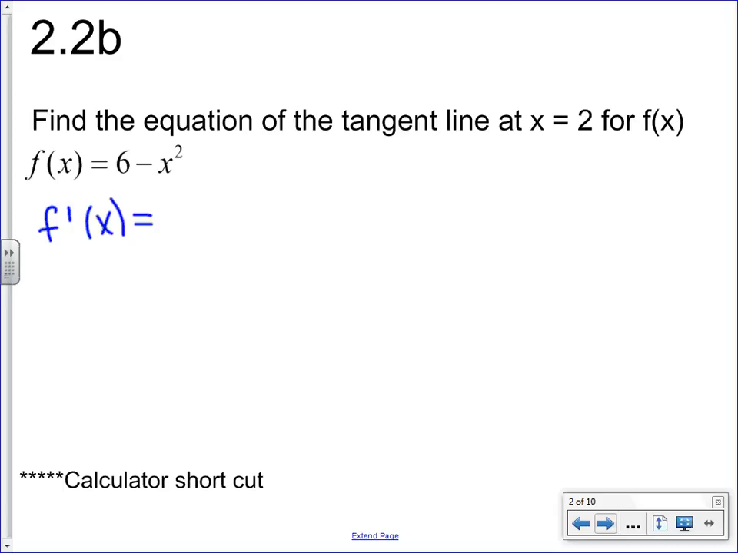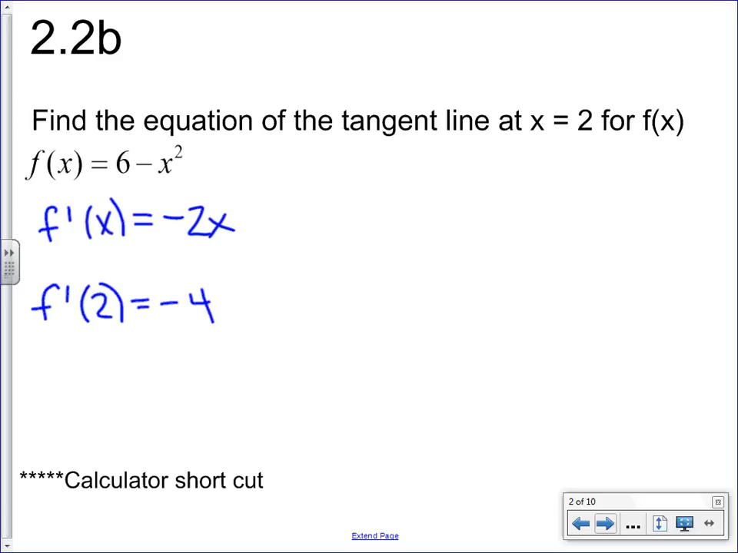Brady, what's a derivative? Okay, Carly, help him out. Okay, negative 2x. Derivative of 6 is 0, right? So then this is our derivative. What should we do with that? Plug in 2. So our slope at 2 is negative 4.